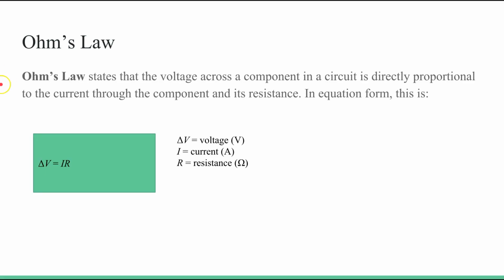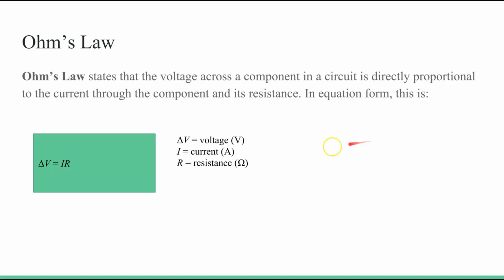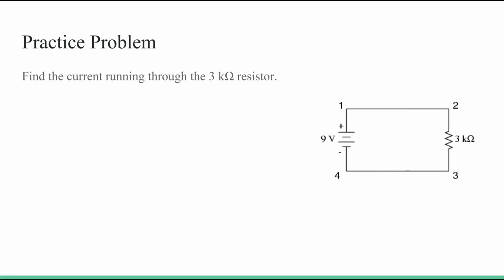One more thing about delta V, the voltage. In a circuit like this, you can just use the voltage of the battery, but what this delta V really means is the voltage drop across the component. And this definition of voltage across the component will be especially important as we get into analyzing more and more complicated circuits. But let's start with this example.